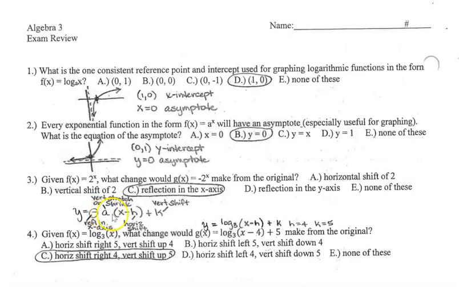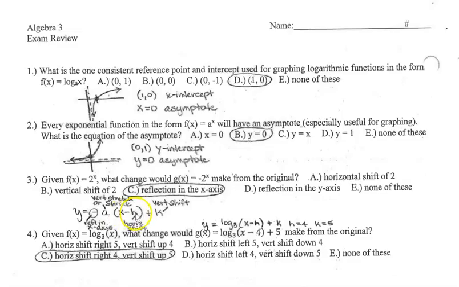If you have a number in front of your function, then that's going to cause a vertical stretch or shrink. If this is a number larger than 1, that's going to be a vertical stretch. And if it's a value between 0 and 1, that's going to be a vertical shrink. So if there's a 2 here, it makes it go twice as high and twice as low. If there's a 1/2 here, it makes it go half as high and half as low.